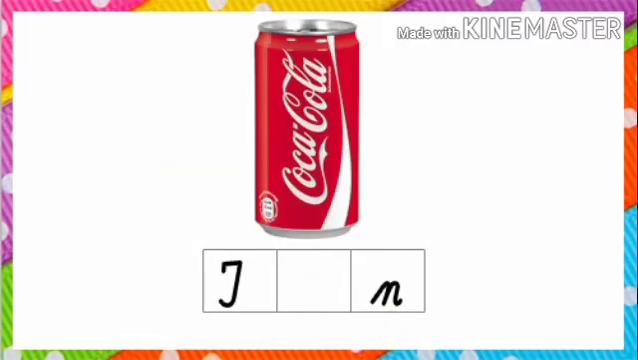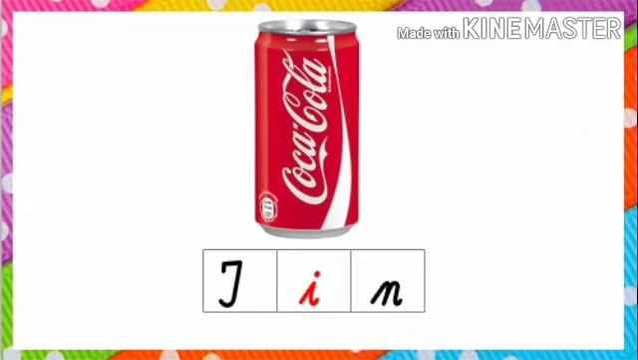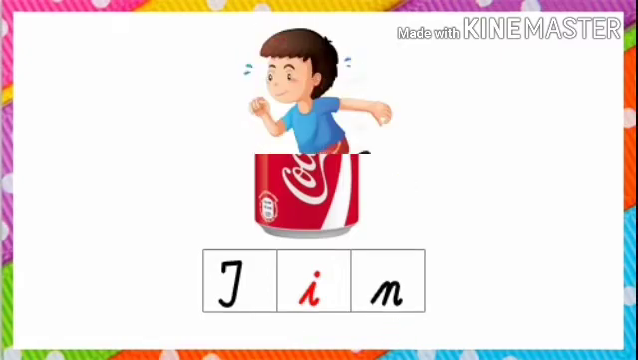Which picture is this? It's a picture of tin. Beginning sound is t, so letter is t. Ending sound is n, so letter is n. Which vowel sound is missing? I. So fill the correct vowel. I says i. Now the word is complete. Tin. Okay, it's time for the next word.